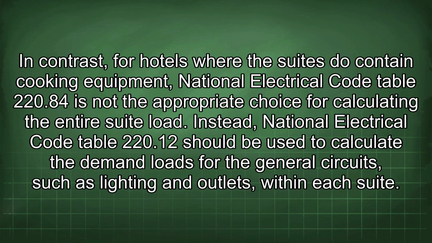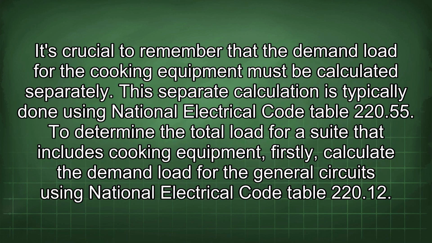In contrast, for hotels where the suites do contain cooking equipment, National Electrical Code Table 220.84 is not the appropriate choice for calculating the entire suite load. Instead, National Electrical Code Table 220.12 should be used to calculate the demand loads for the general circuits, such as lighting and outlets, within each suite. It's crucial to remember that the demand load for the cooking equipment must be calculated separately.